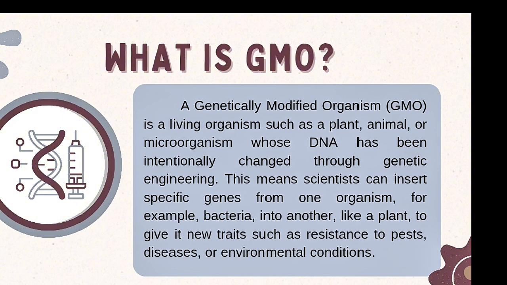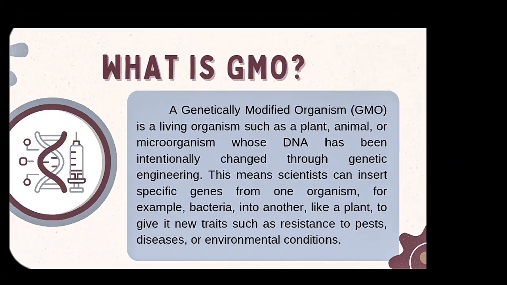Resistant to pests means that the plant can protect itself from insects or bugs that usually damage it. It can also resist diseases, viruses, bacteria, fungi, or environmental conditions. This helps crops grow better even in difficult climates.